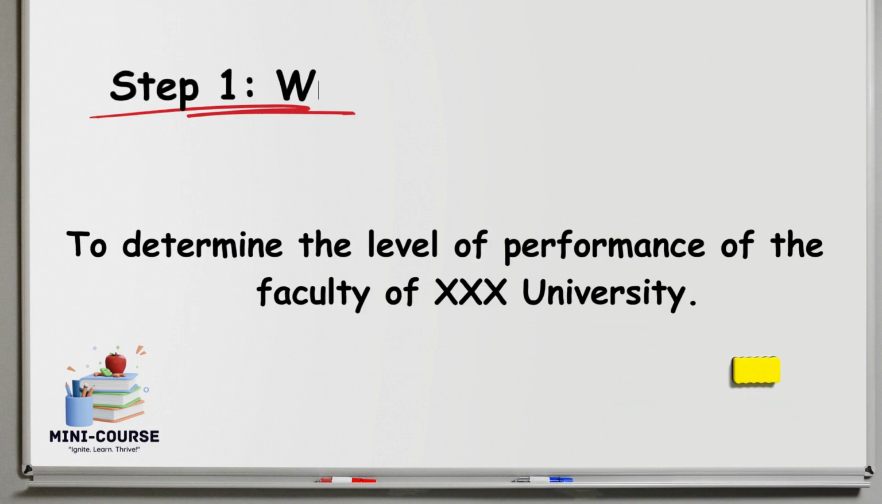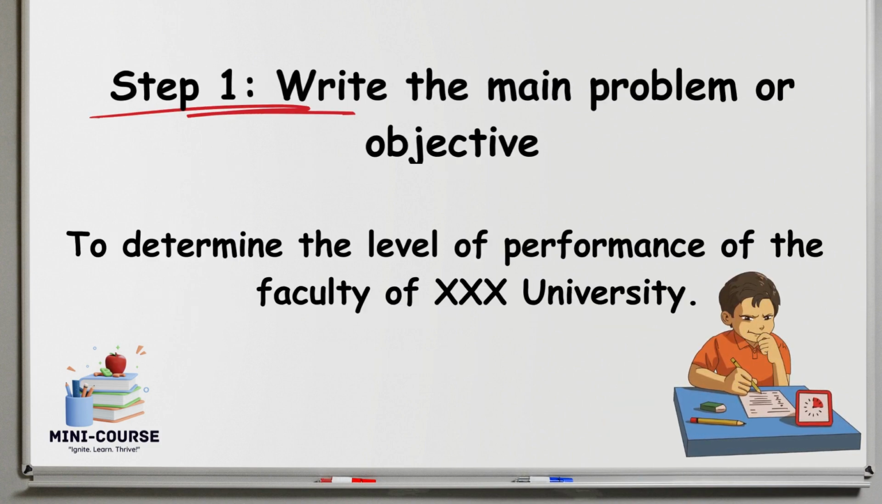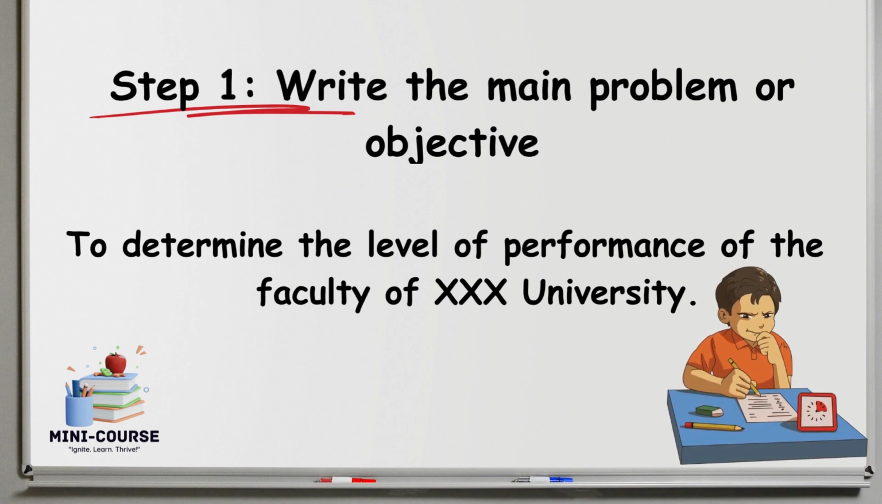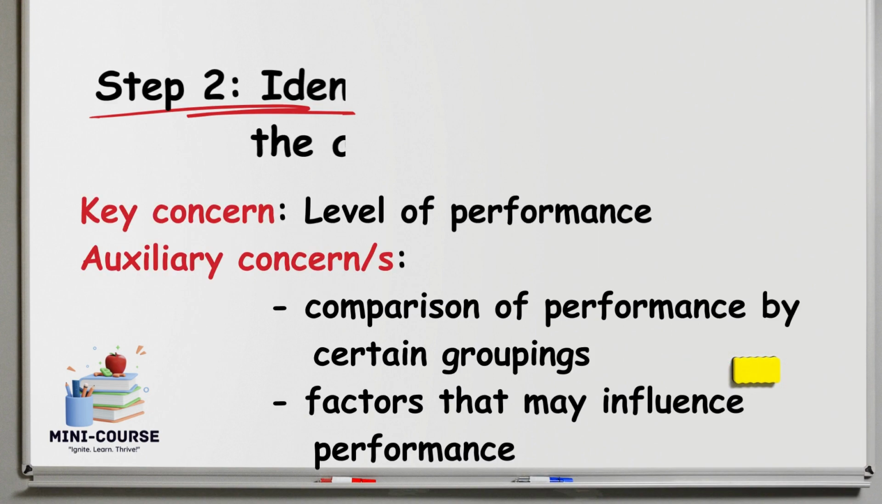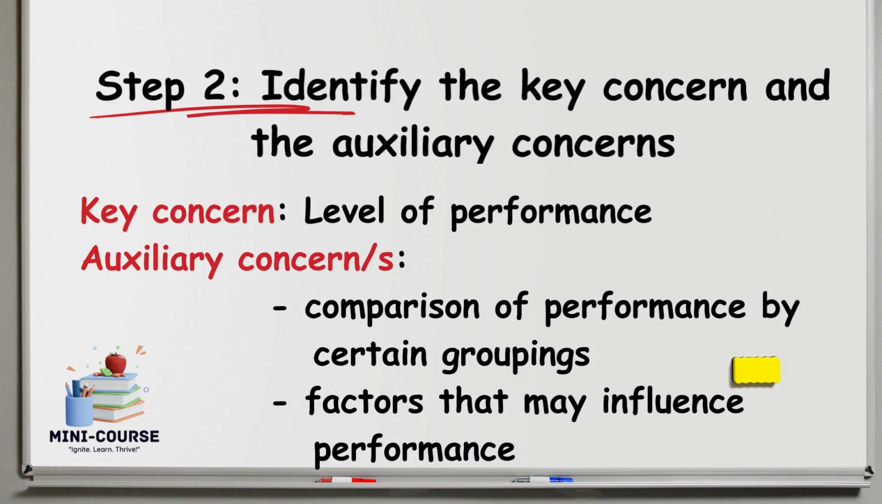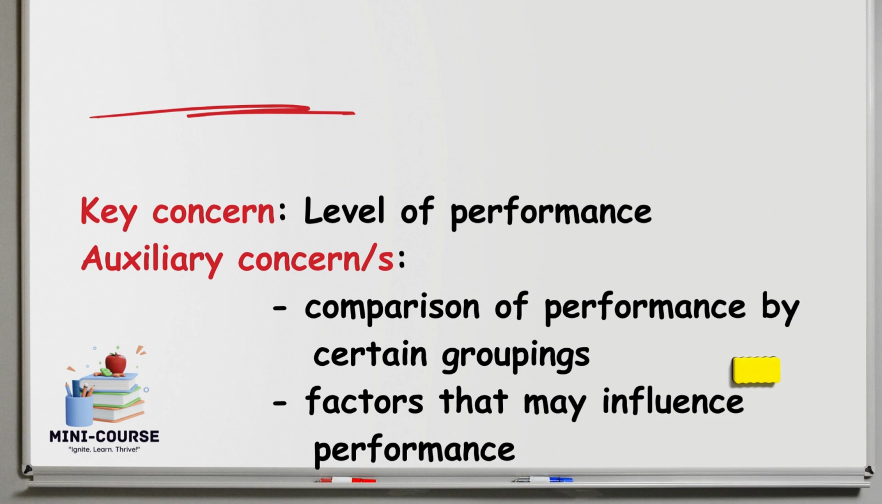Step 1. Write the main problem or objective. To determine the level of performance of the faculty of XXX University. Step 2. Identify the key concern and the auxiliary concern/s. Key concern: level of performance. Auxiliary concern/s: comparison of performance by certain groupings, factors that may influence performance.